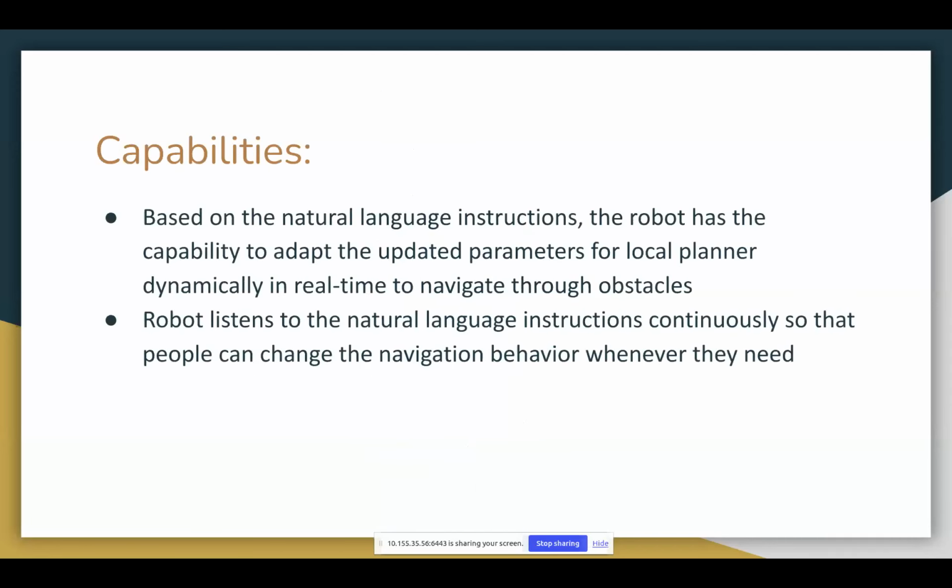So some capabilities: natural language instruction. The publisher node will wait for natural language instructions, and then it will dissect that and run it through our BERT model so that we can get the output label. And then it'll publish that to the subscriber node, where that will be translated into the set of parameter updates.